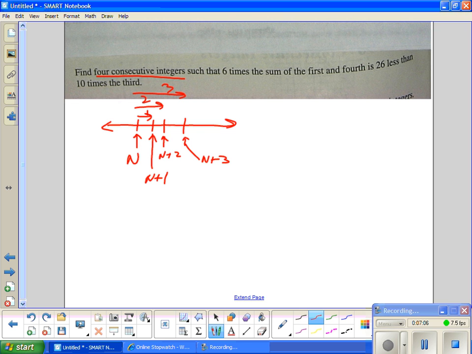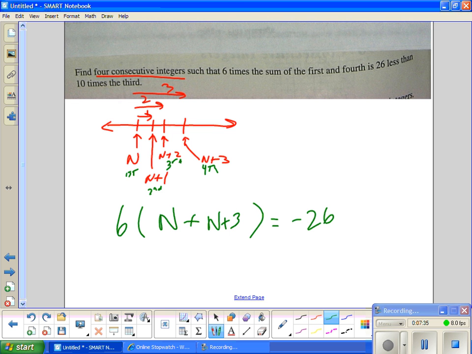So the first is n, the second is n plus 1, the third is n plus 2, the fourth is n plus 3. Now it's just translating English to math. Like 6 times the sum of the first and fourth. First is n, fourth is n plus 3. This is the first, second, third, fourth number. Is 26 less, negative 26. Then 10 times the third. The third has to be in parentheses, one thing. So this should get me the equation.